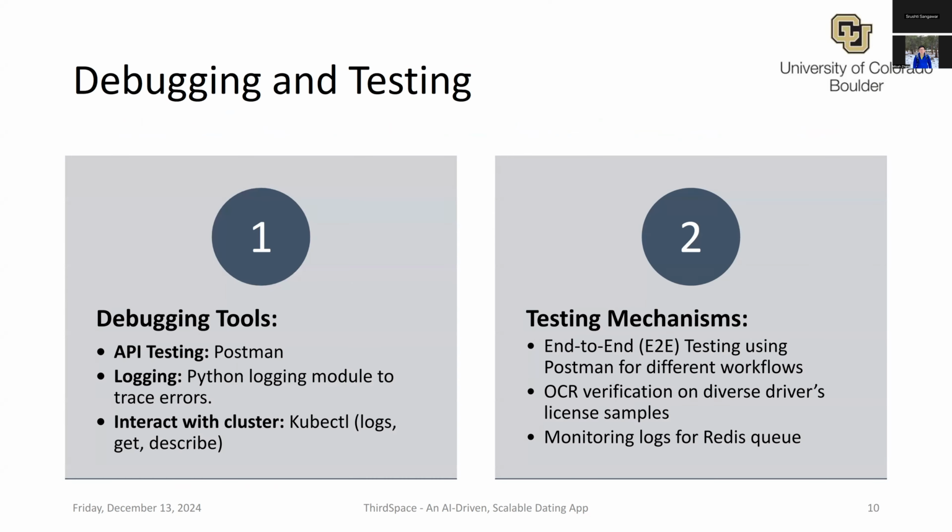For debugging and testing, our primary debugging tools are Postman for API testing, the Python logging module for logging, and kubectl to interact with our cluster. And then for testing mechanisms, we use end-to-end testing using Postman for different workflows. We use OCR verification on a diverse set of driver's license samples, and we are continuously monitoring logs for Redis queue.